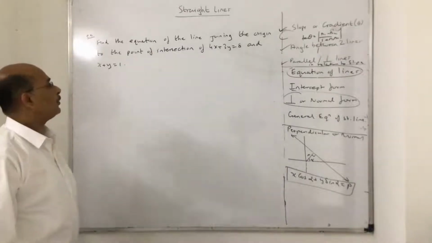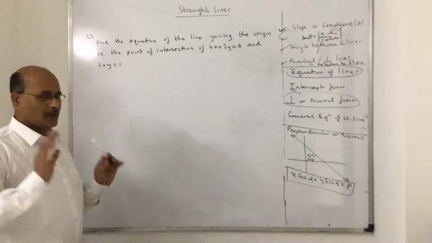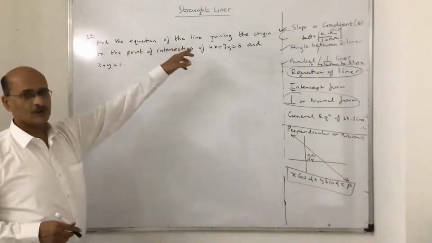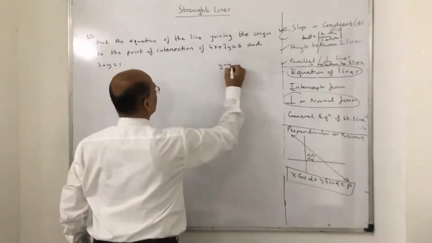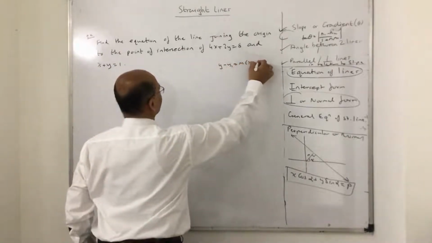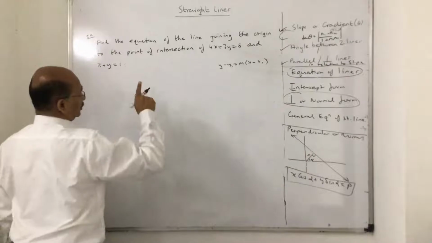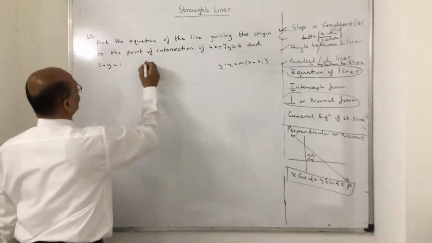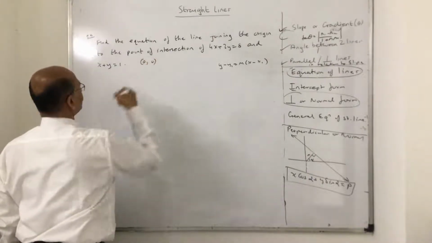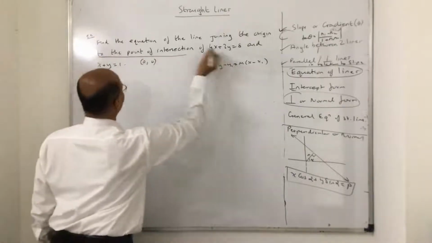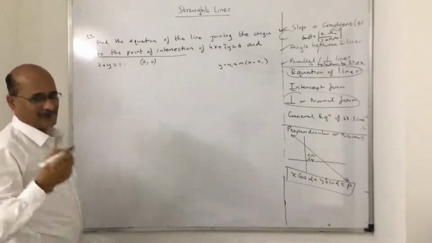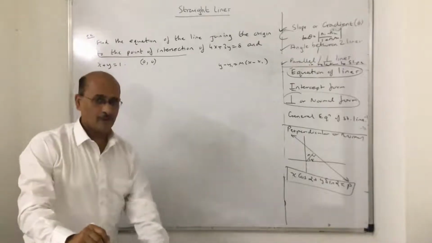They are saying find the equation of a line. So I do understand whenever they ask you an equation of a line, it is y minus y1 is equal to m of x minus x1, no doubt. Joining the origin, so one of the coordinates is given as 0, 0, to the point of intersection of these two lines. There is a point here, so you have to use the 2-point form here.